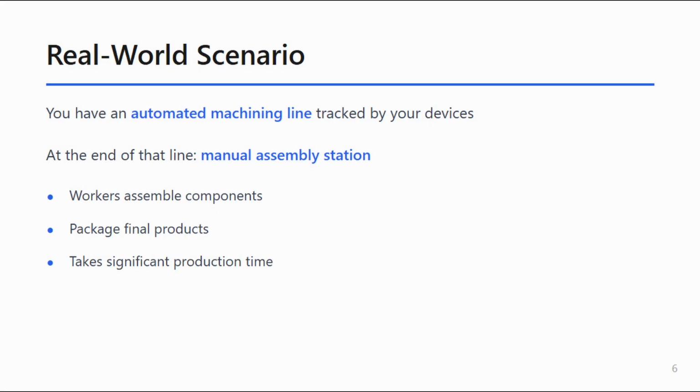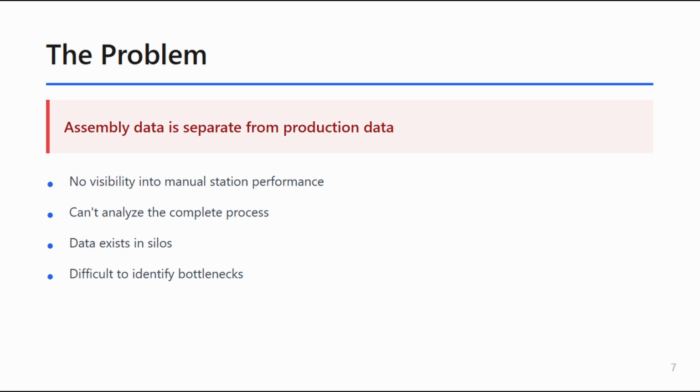Let's say you have an automated machining line tracked by your devices, but at the end of that line, you have a manual assembly station where workers assemble and package the final products. This assembly station takes up production time, but any data you gather from it is separate from your production data, making analyzing it difficult. That's where the virtual station comes in.